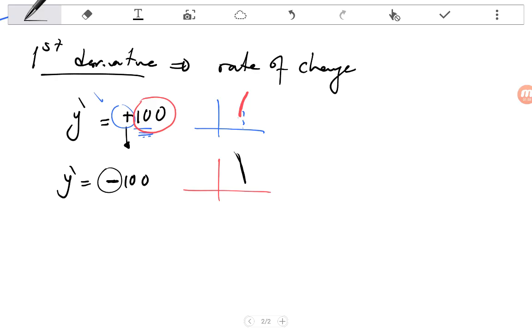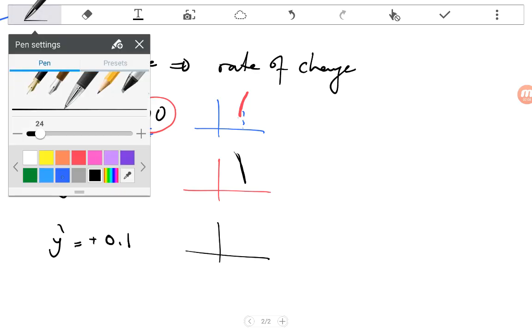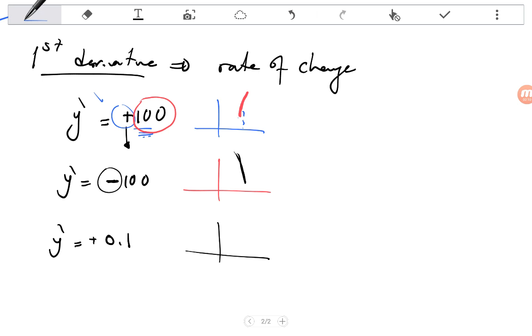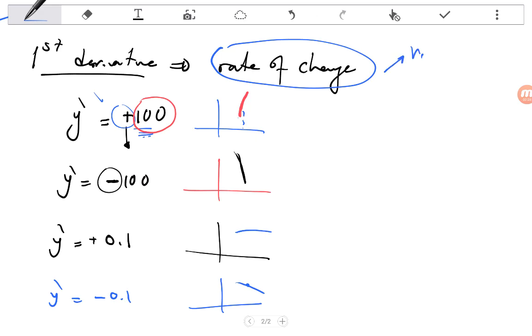But when I say, for example, that y dash is equal to plus 0.1, this means that the function is increasing, yes, but slowly. When y dash is negative 0.1, it is decreasing but slowly. So this is the meaning of the first derivative. It is the rate of change. This is the most important subject that you must learn in a derivative.